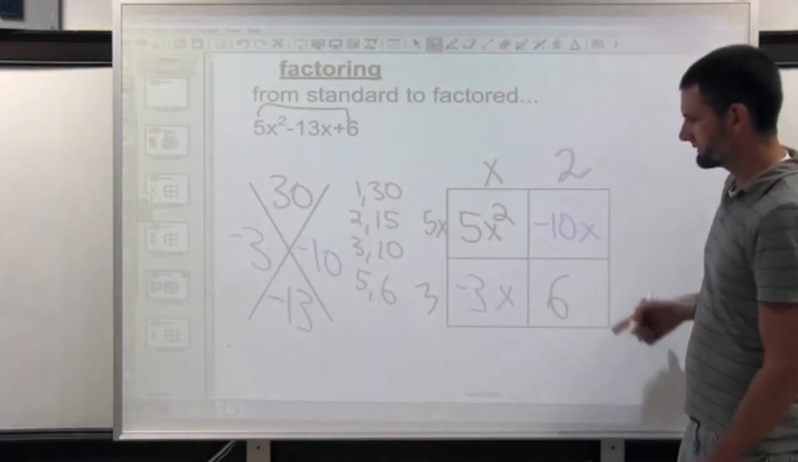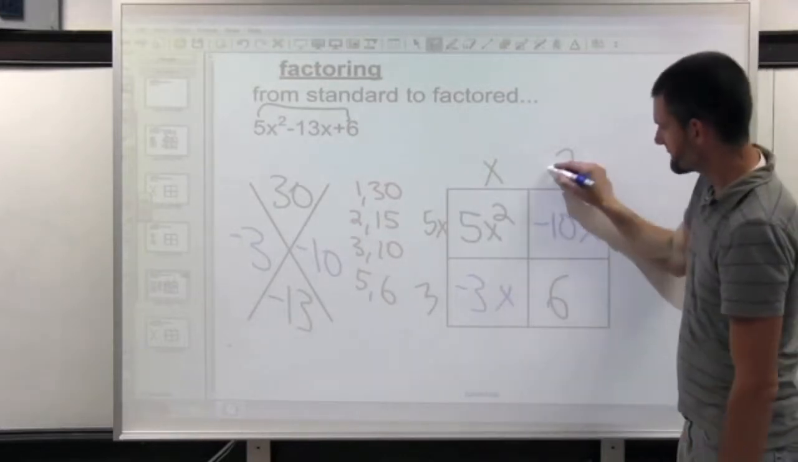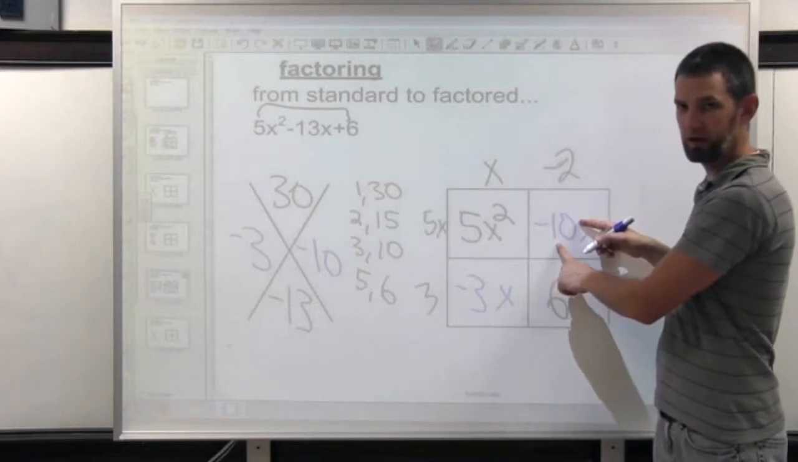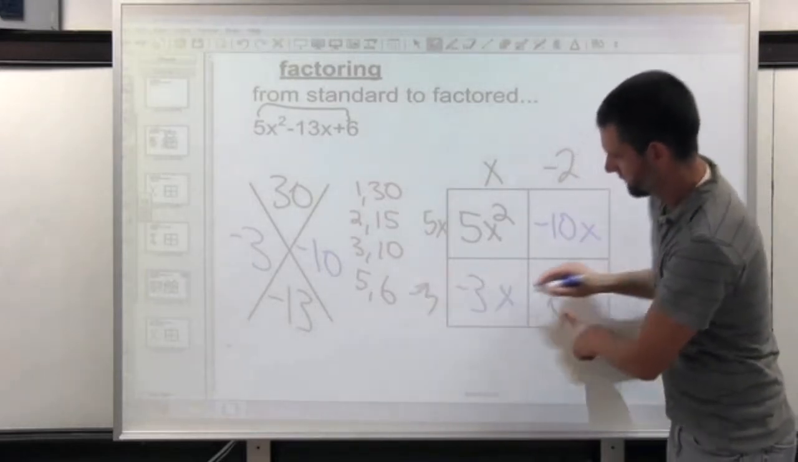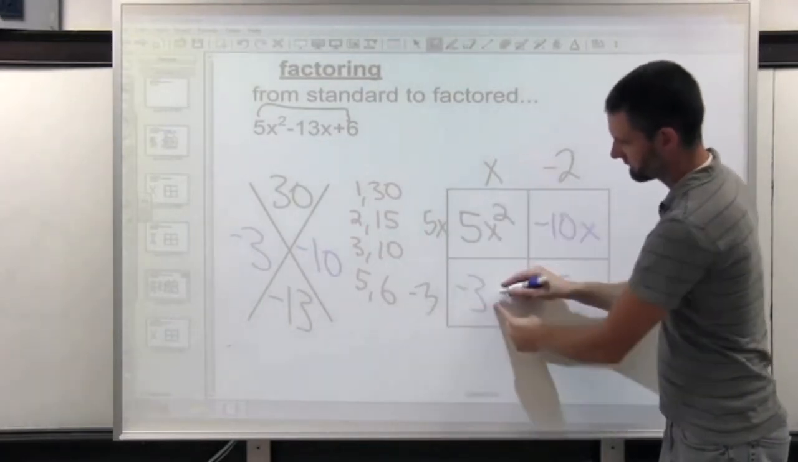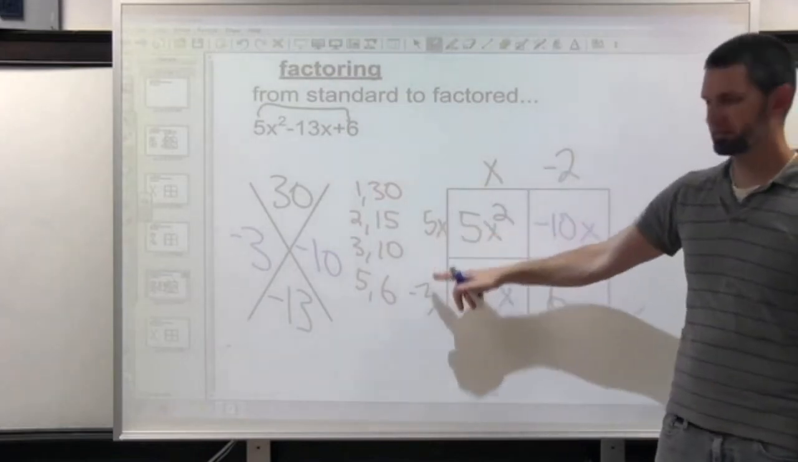And then we've got to get some negatives somehow because we have negatives in here. So what if we make this negative 2? Negative 2 times 5 makes negative 10. But negative 2 times negative 3 would make positive 6. And watch what happens now. Negative 3 and x makes negative 3x. So there's our factors: x minus 2, 5x minus 3.